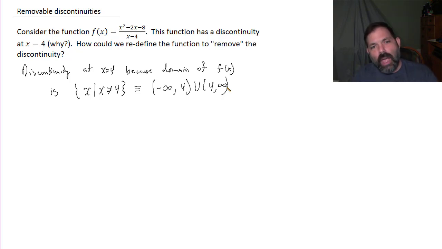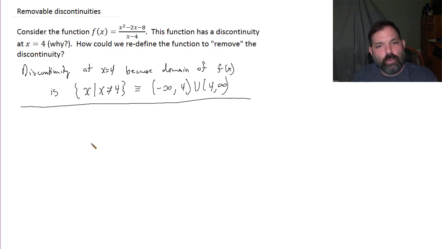And we've seen that that's an undefined expression, and so then we must have a discontinuity there. Now the second part: how could we redefine this function to remove the discontinuity? The second part's a little trickier. To remove a discontinuity, we would have to force the function to be continuous. You might say, well, isn't there a vertical asymptote here in this function? And there isn't. Let's take a look at this function. Let's graph it.